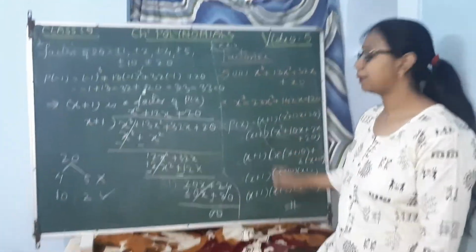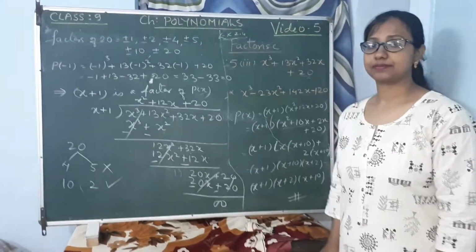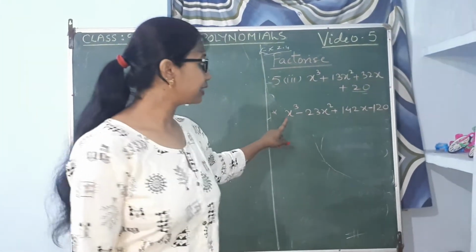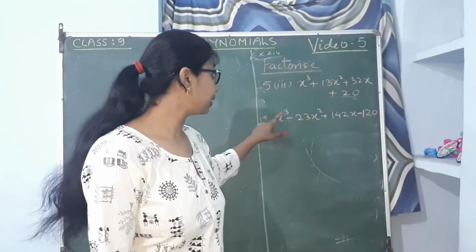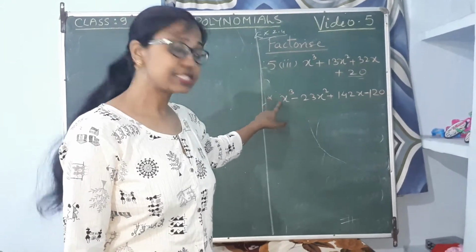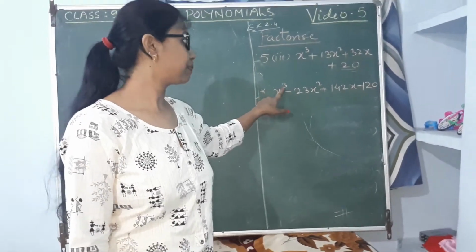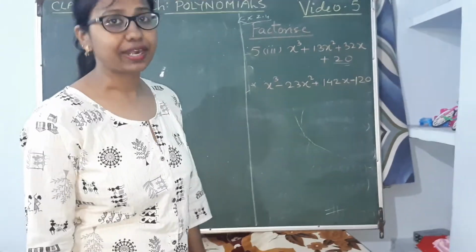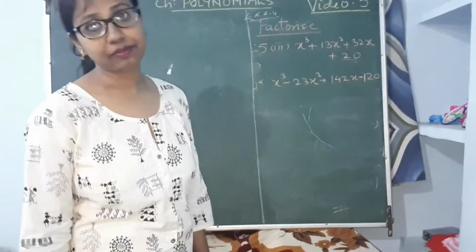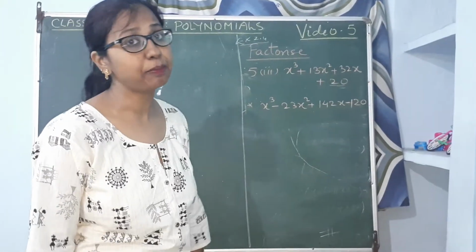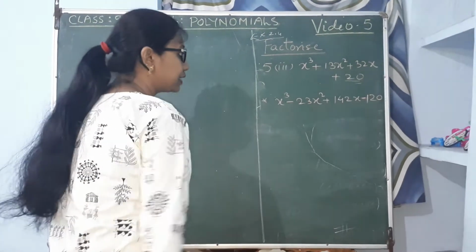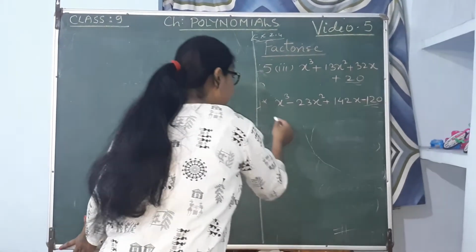Let us see one more example. As I told you, the number of factors completely depends on the degree. Since it is a cubic polynomial, its power is 3, so it will consist of 3 factors, as we have already seen in the previous question. This question I have picked from the example. So let us find the factors of the constant term 120.